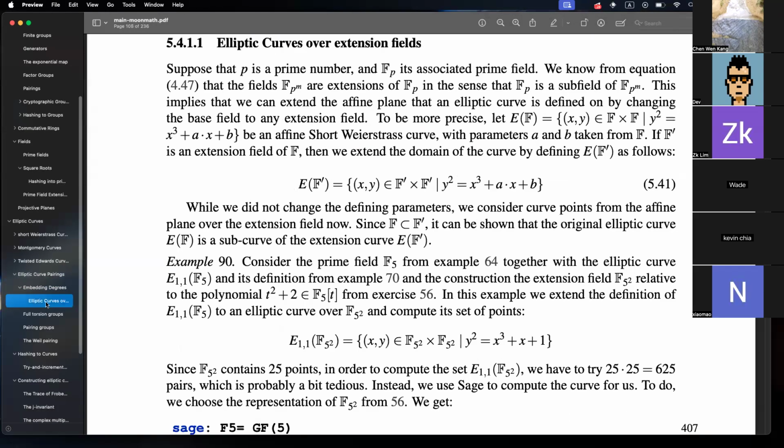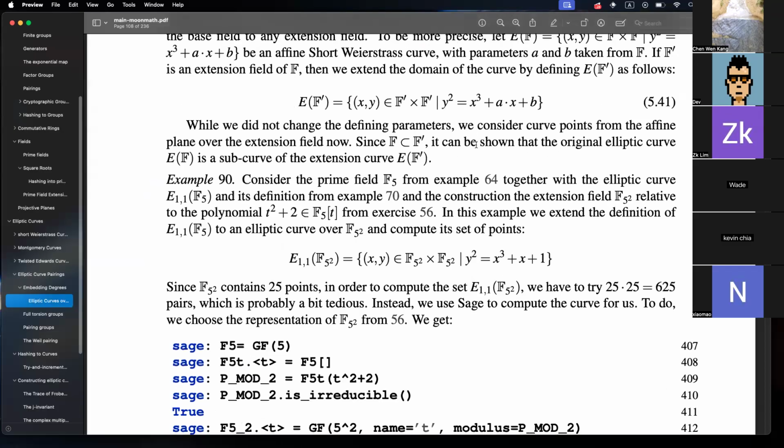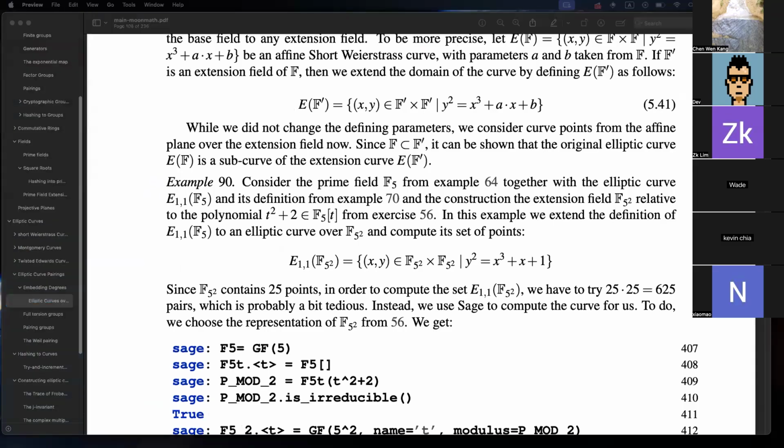So I think we were in the curves over extension field. Again, stop me for any questions and all that. Actually, I'll just share the video link now.